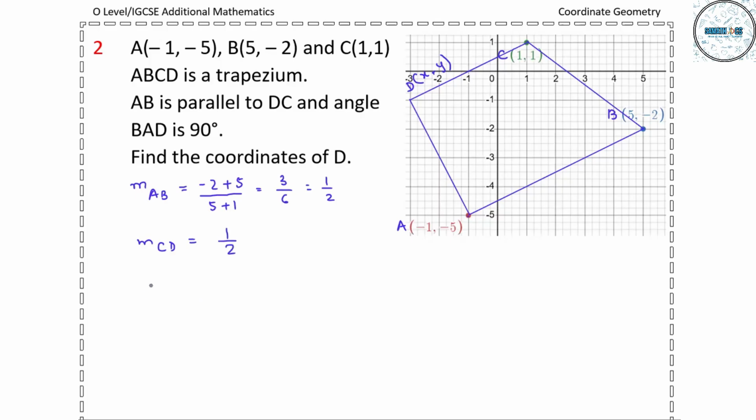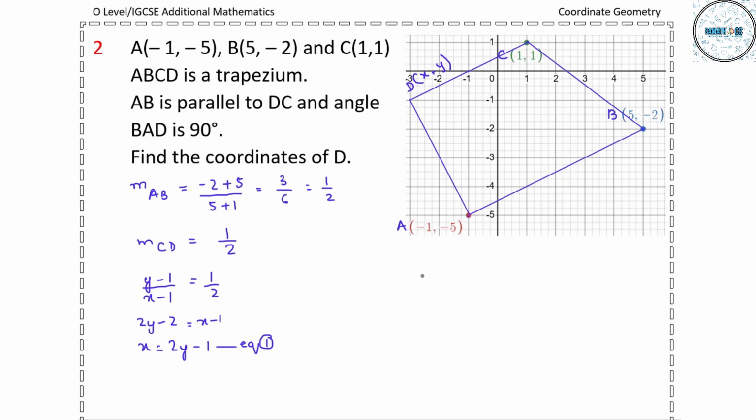Now we will take out gradient of CD using the coordinates of C and D. So if we consider this as x2, y2 and this one as x1, y1, so y minus 1 upon x minus 1 is equal to 1 upon 2. We can do cross multiplication. 2y minus 2 is equal to x minus 1. So x is equal to 2y minus 1. We have got one of the equations here.